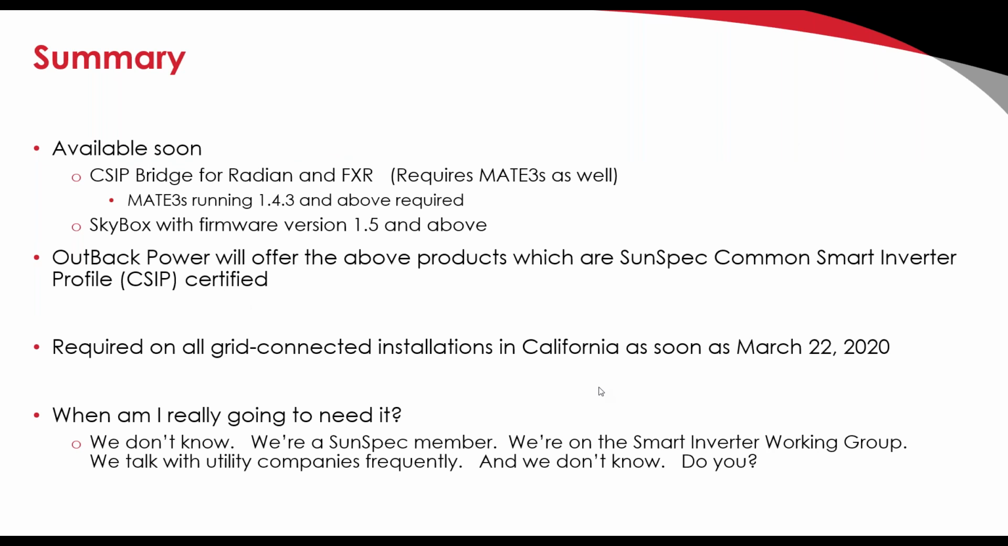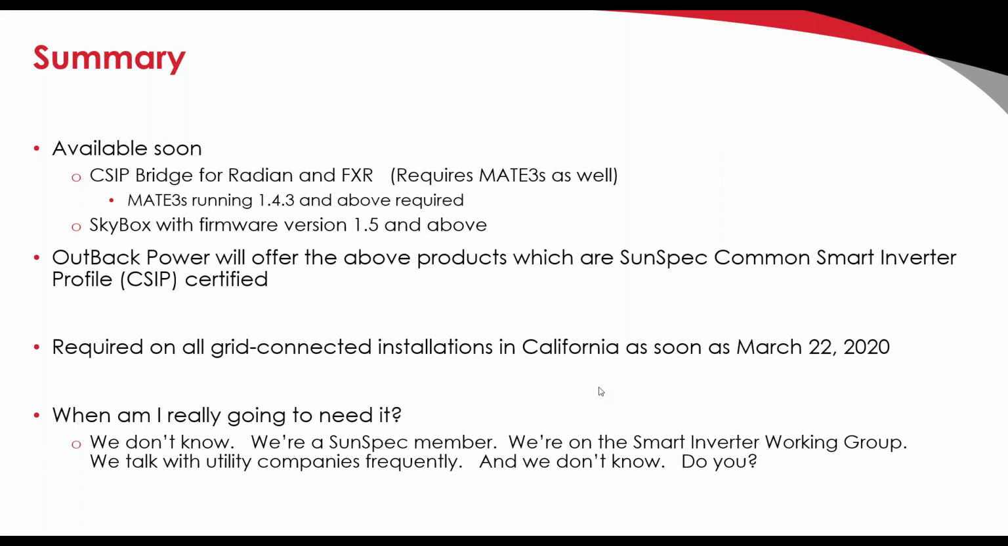Okay, so in summary, Outback has available soon the CSIP Bridge product that's already on our price list, and that's available for the Radian and the FXR. Now, it requires a Mate3S as well, and it requires a Mate3S be running firmware version 1.43 and above. And then also available soon, we'll have Skybox with firmware version 1.5 and above. So Outback Power is going to be offering 2 products, which are SunSpec Common Smart Inverter Profile, or CSIP certified. And we believe from everything we're hearing that that's going to be required on all grid-connected, grid interconnection installations in the state of California, potentially as soon as March 22nd, 2020.